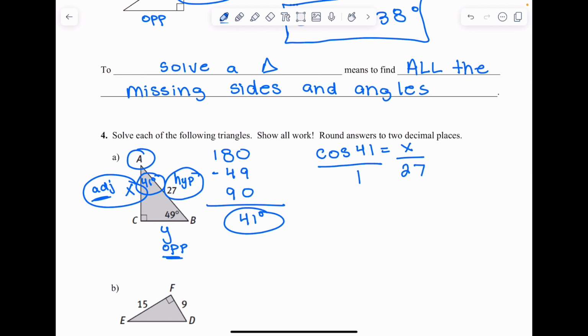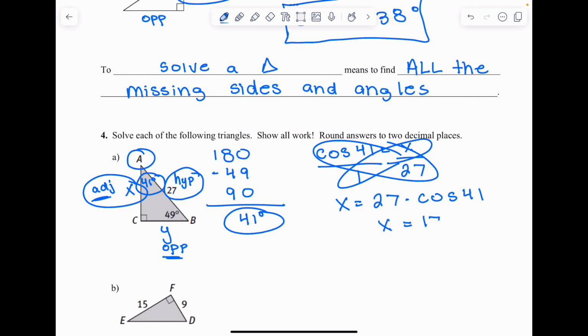I then put a 1 underneath my cosine 41 and cross multiply. 1 times x is x, and x equals 27 times the cosine of 41, which tells me that x is about 17.71.